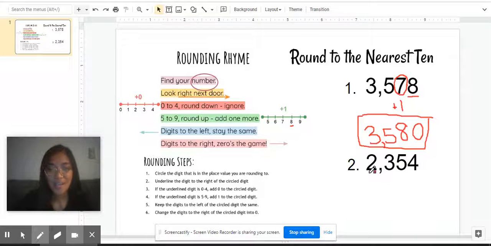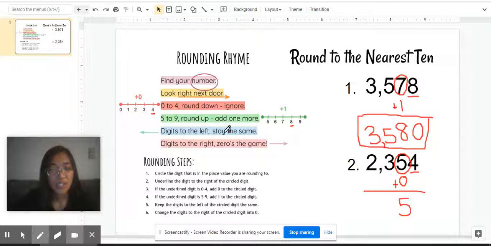Let's do that for the next example, number 2. We have 2,354. Find my number. I know that 5 is in the tens place and I'm rounding to the tens place. Look right next door. 4 is the digit to the right side of 5, or the circle digit. 0 to 4, round down, ignore. I see 4 over here and it tells me that I should add 0. So I'm going to put my plus 0 underneath the 5 because it is, again, the tens place. And I am aligning my place values. 5 plus 0 is just 5.